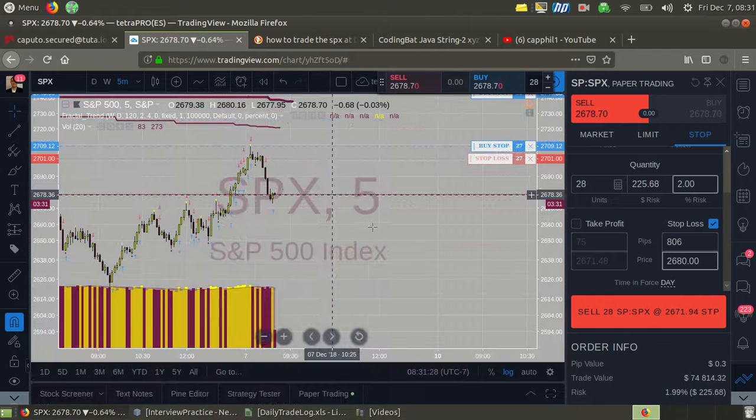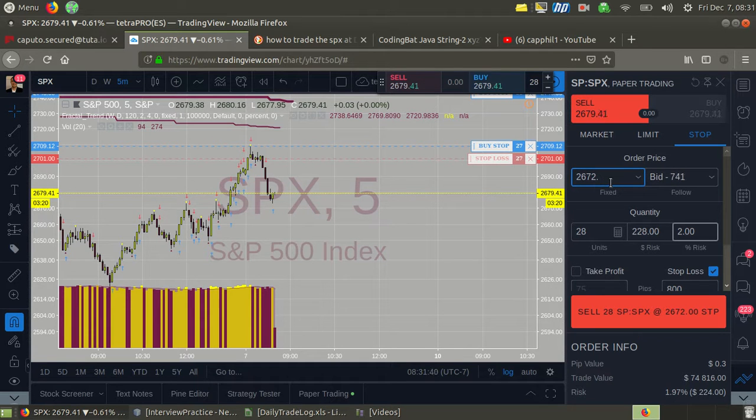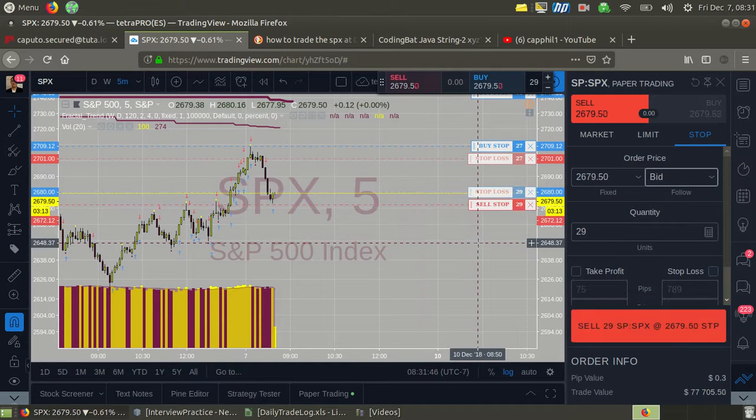So to be a good trader, you got to be flexible. We were just putting in another order here. We did a stop sell at a price of 26.72. Okay, got to put that in there. And 2% risk is going to be 28 units. We got a stop loss. This is the way we do it.